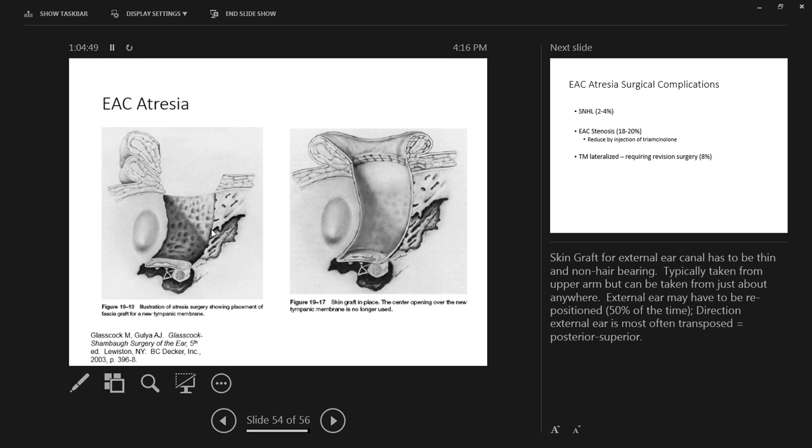They take a skin graft, basically from the upper arm or somewhere where there's not hair, so you don't have hair in this. They put a skin graft where the eardrum goes, basically they create an eardrum, and then they line the skin over the open bone and stitch it together.